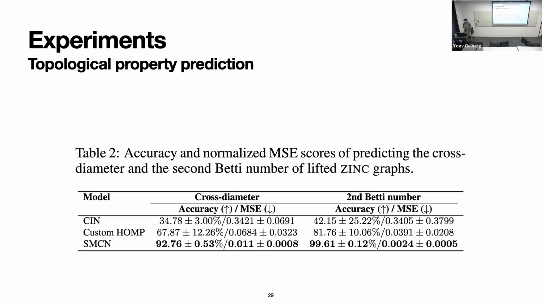And then we train different models to predict these properties from the complexes. So we use first a vanilla version of a topological deep learning method, which is message passing based. Then we create our own custom higher order message passing model, where we try to optimize it as best as we can. And then we try our method, and we see that our method just performs a lot better at predicting these topological properties. So now we basically see that this separation ability translates to actually being able to predict topological properties better.